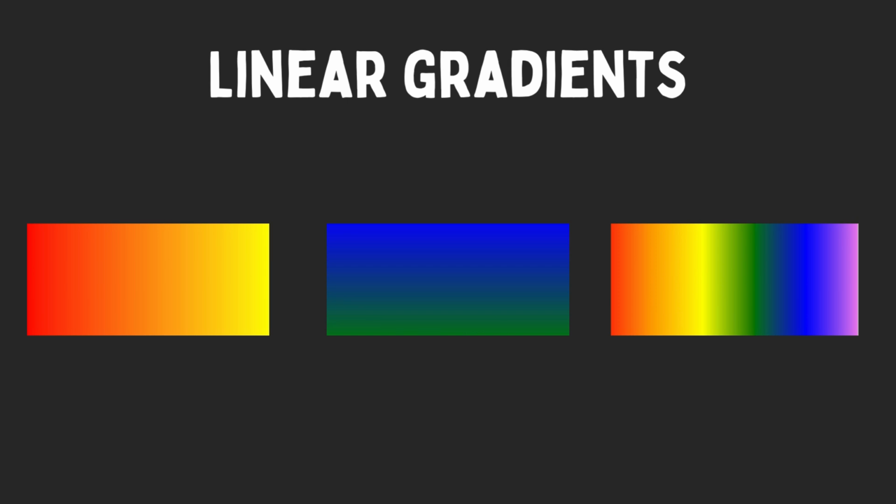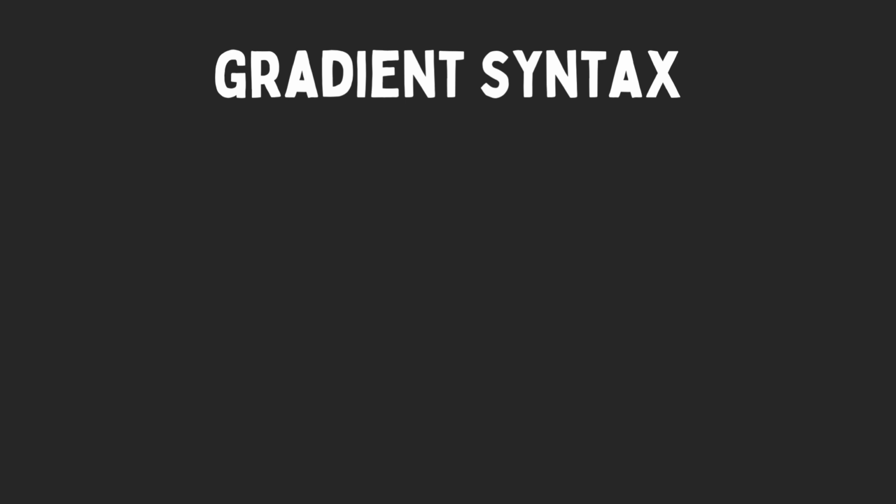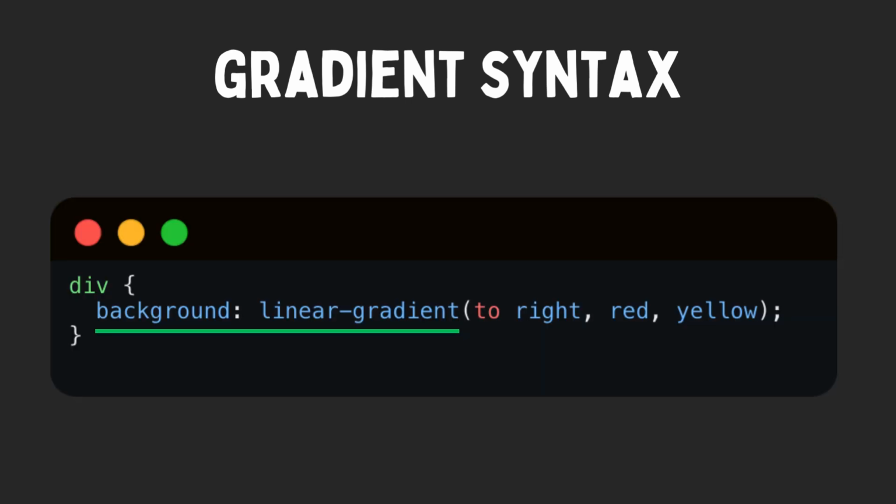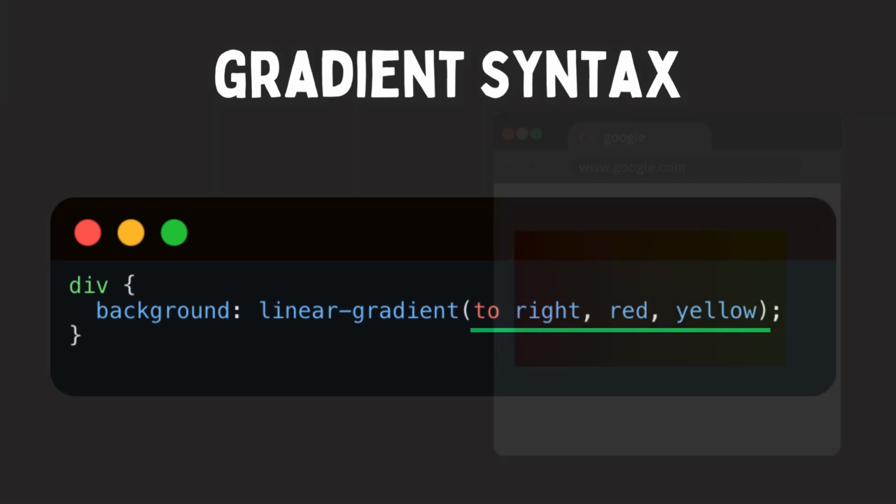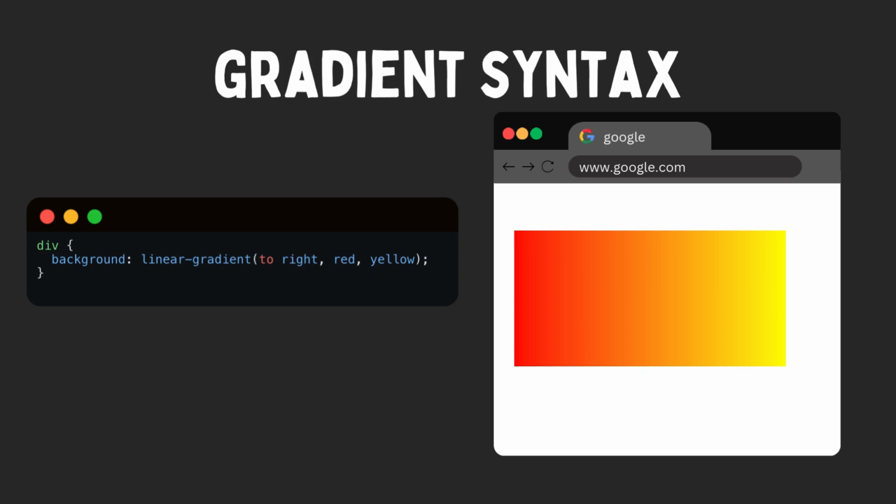Linear gradients allow you to blend multiple colors in a straight line. You can control the direction and specify as many colors as you want. Let's explore the basics and some creative options. Here's how you define a simple linear gradient. Give the element a background property set to linear gradient, and inside the parentheses, give it a value like the one shown on the screen. This creates a gradient starting with red on the left and transitioning smoothly to yellow on the right.